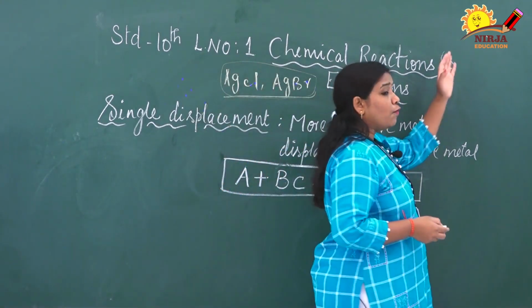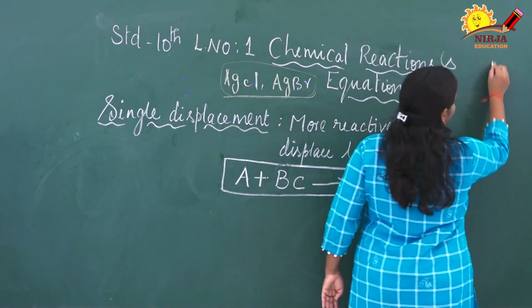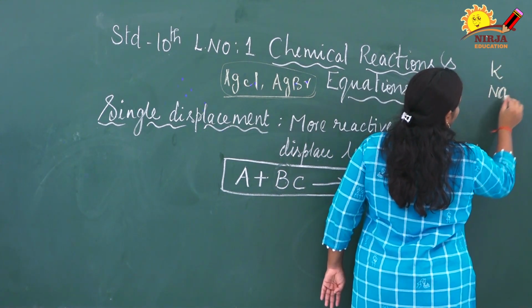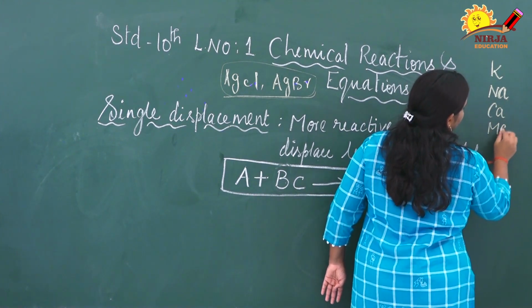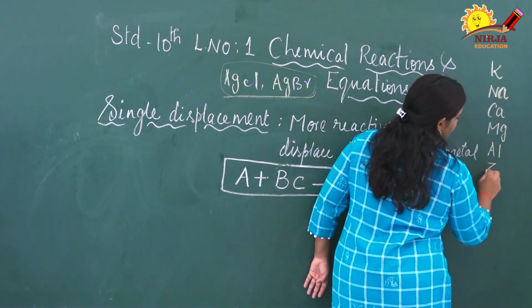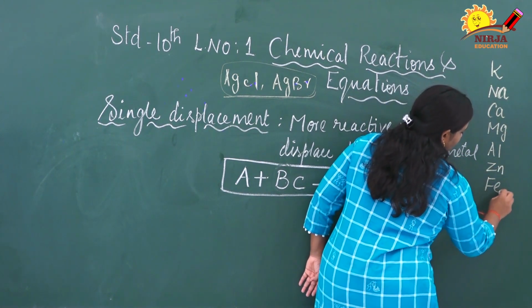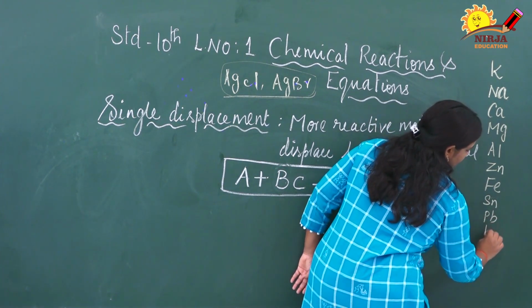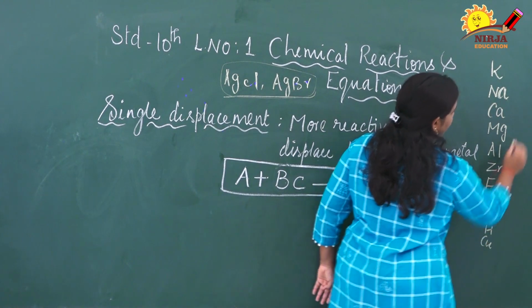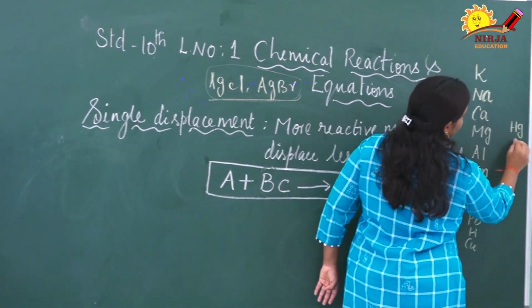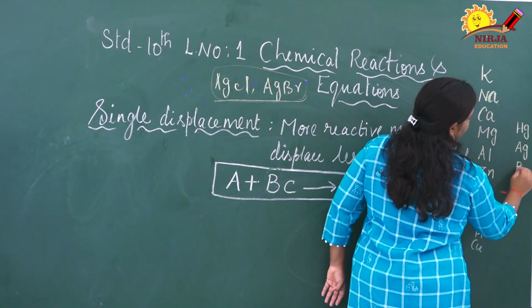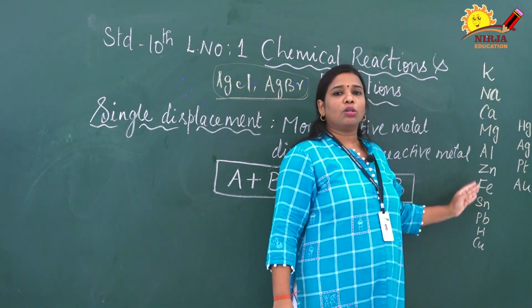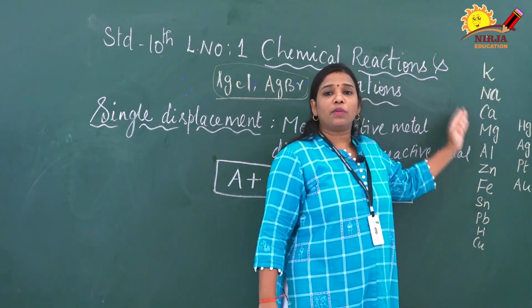I am going to write 15 elements here. The first one is potassium, sodium, calcium, magnesium, aluminum, zinc, Fe, tin, lead, hydrogen, copper, mercury, silver, platinum, aurum. These are the metals involved in the metal reactivity series.